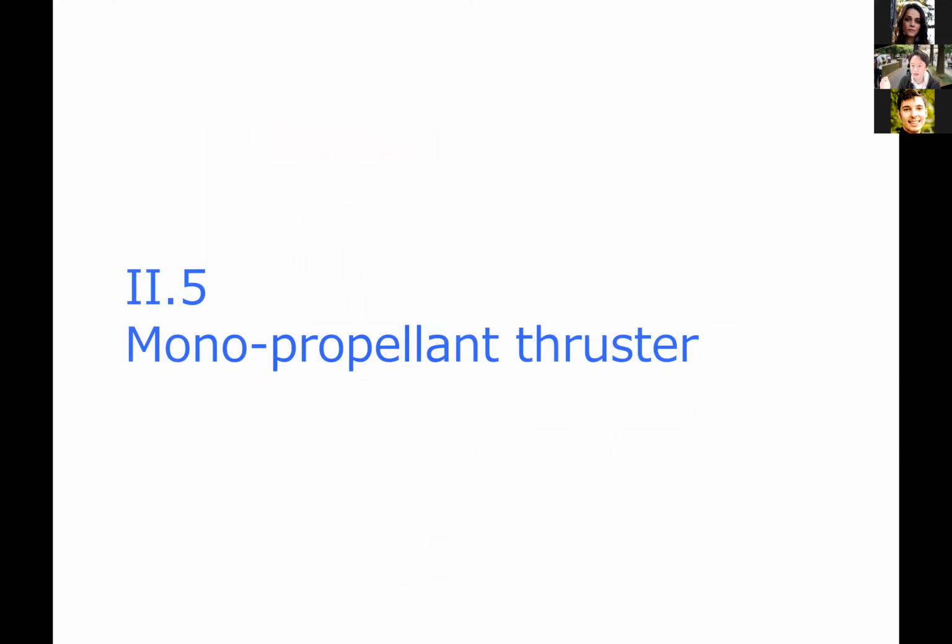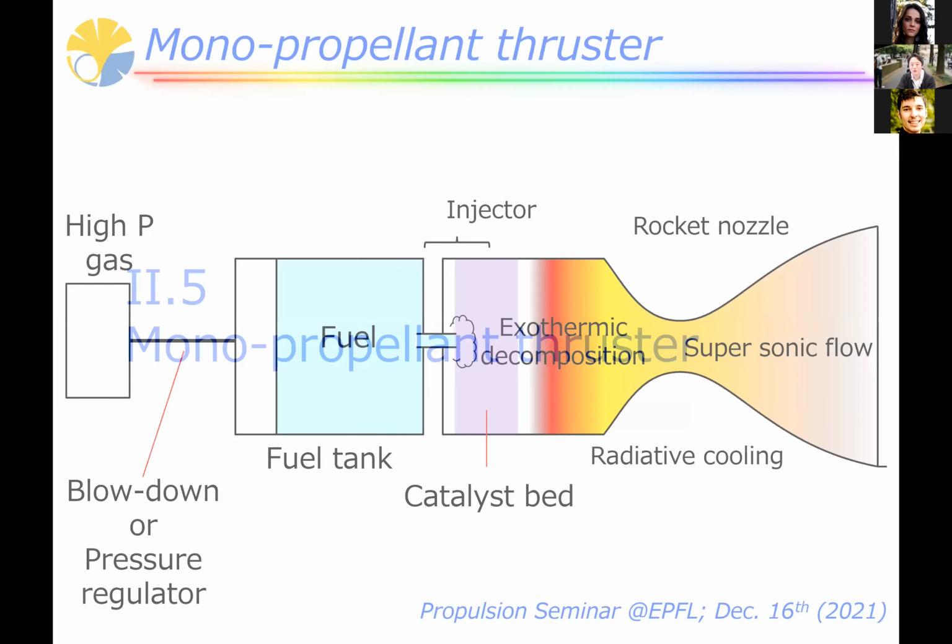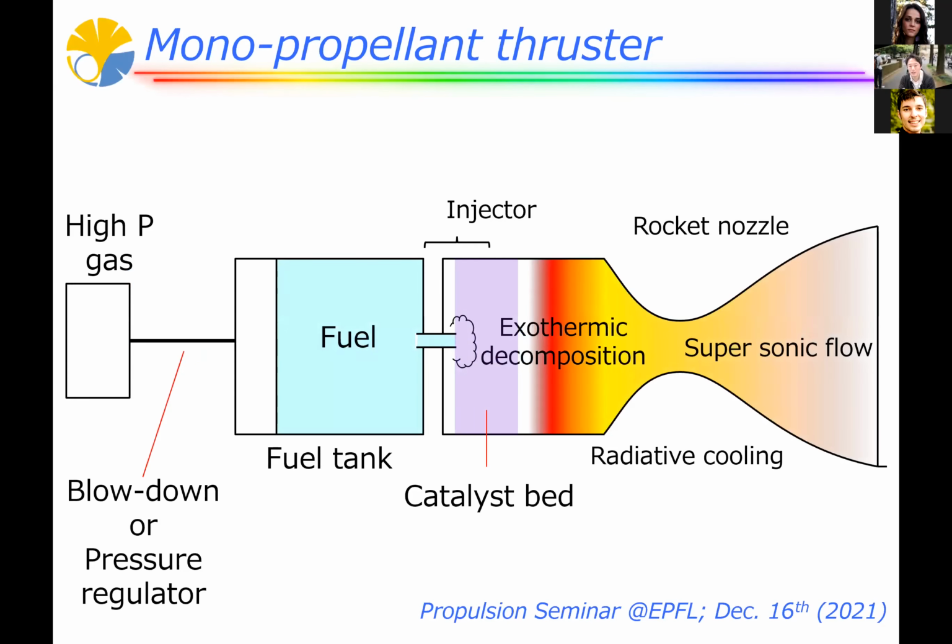So finally, the final chapter: monopropellant thruster. In the case of a monopropellant thruster, as its name shows, it uses only one propellant. Usually it's called a fuel. But instead of that, we are using a catalyst bed. So in this thruster, instead of combustion, we are using decomposition, especially exothermic decomposition. Then we get heat.